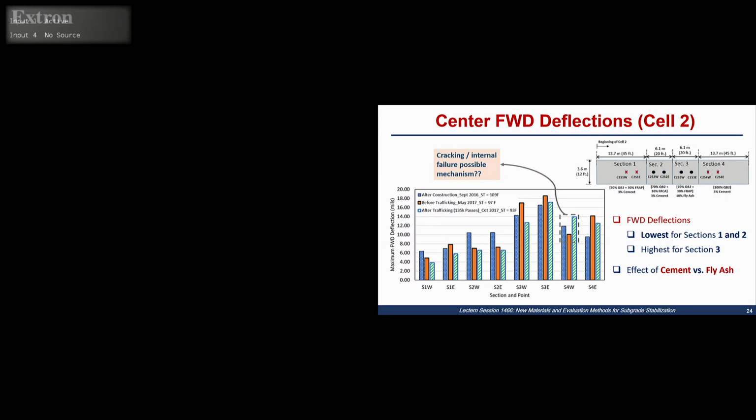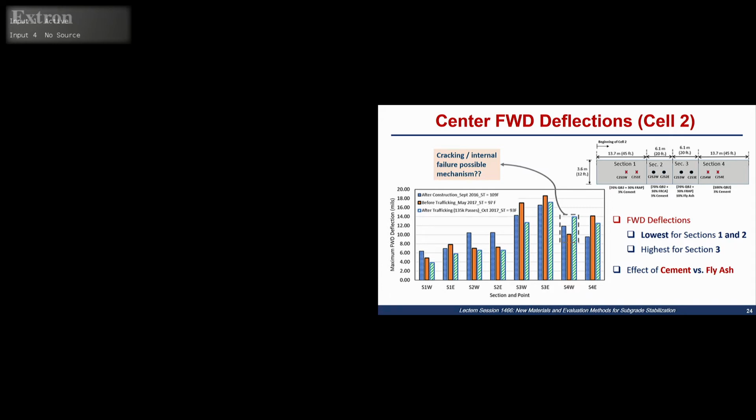Now showing some results for FWD, and here only showing the center FWD deflections for comparison for the different test sections. So each bar in each test section is showing one occasion when FWD was conducted. So we did 3 times for most of the test sections after the construction, before we trafficked the test sections, and then after the trafficking of the test sections.